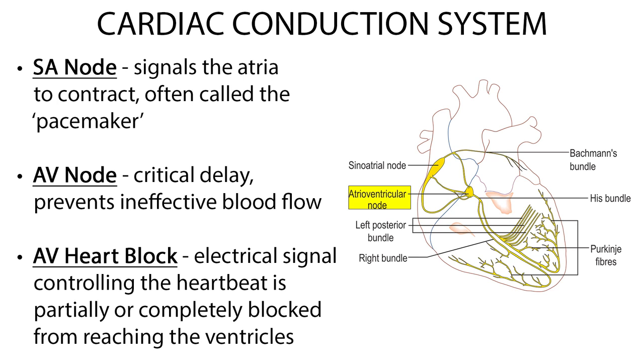The electrical current travels from the AV node to the ventricles, causing the ventricles to contract and pump blood out to the body. In a patient with an AV heart block, the electrical signal controlling the heartbeat is partially or completely blocked from reaching the ventricles.